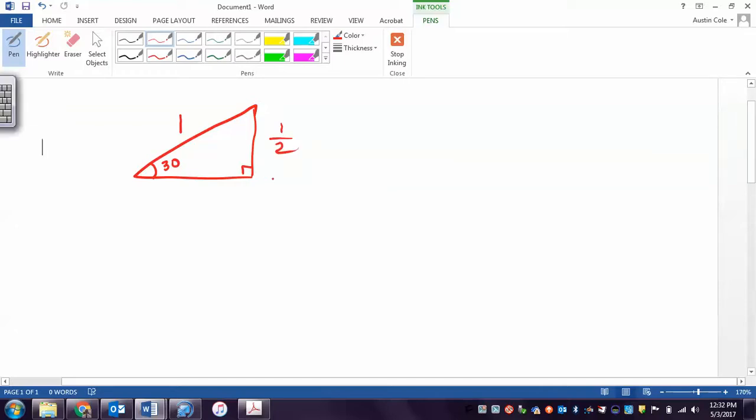Now, how do I get from the short leg to the long leg? Multiply by the square root of 3. So I have a half, and I need to multiply by the square root of 3. How do I do that? Multiply the top together, multiply the bottom together. What's this in the denominator here? It's 1. So I'm multiplying across. I'm going to get the square root of 3, and in the denominator, I'm going to get 2. This is the square root of 3 over 2.